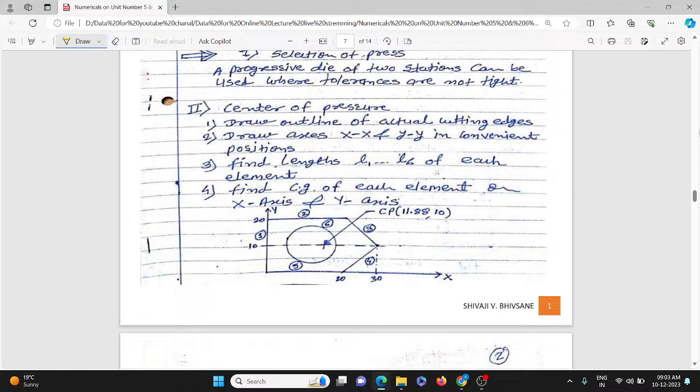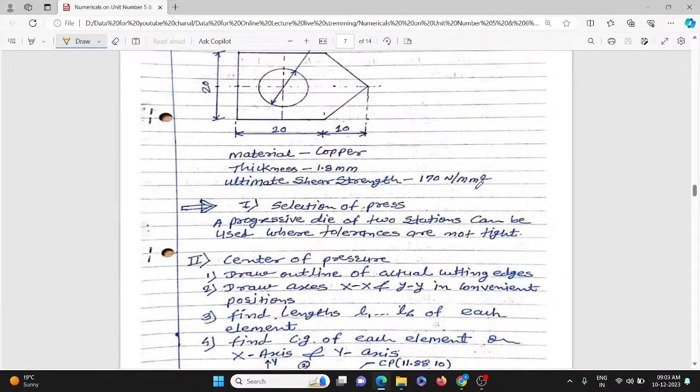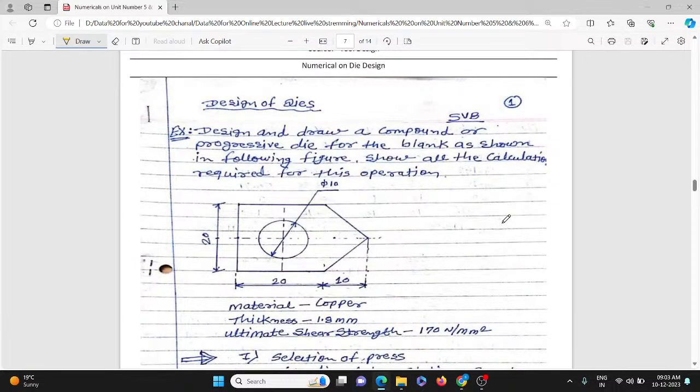Okay, I think we should start now. So we are discussing here the numericals on die design. Here you can see the statement of the numerical: design, draw a compound or progressive die for the blank as shown in the following figure. Show all the calculations required for this operation.